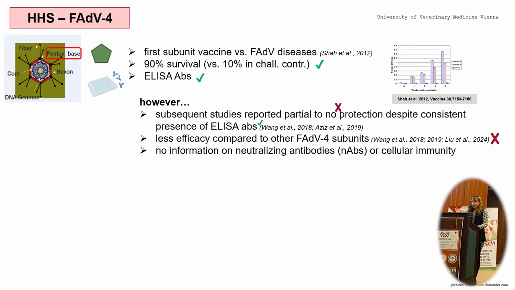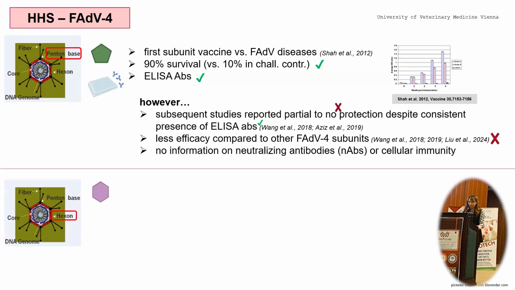However, as we have already seen, subsequent studies reported that with the full penton base, there was partial to 50% to no protection at all in some studies, despite the presence of the ELISA antibodies. And also, it has been demonstrated that there can be less efficacy compared to other FAdV4 subunits. Now, we have seen that with the truncated insertion domain, you can achieve up to 100% success. So this is a very specific case concerning the penton base. So if you're interested here, I will refer to Professor Raham for this. And I will proceed with the exon.